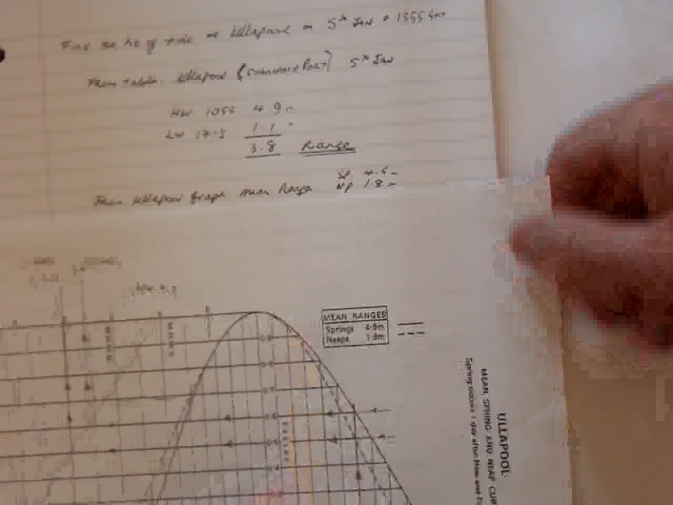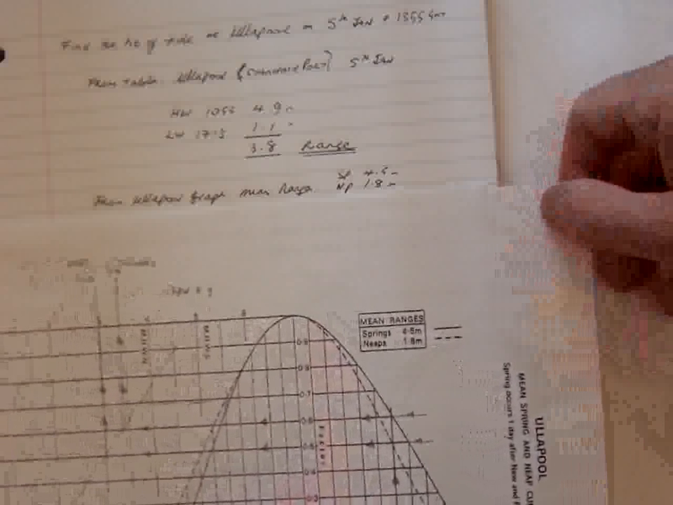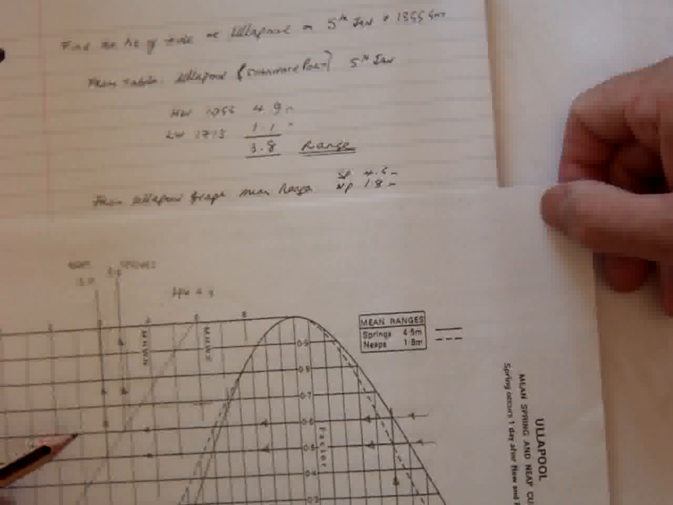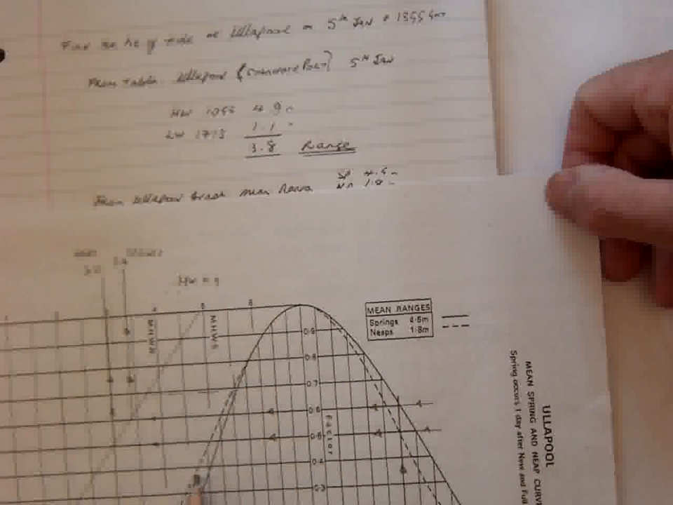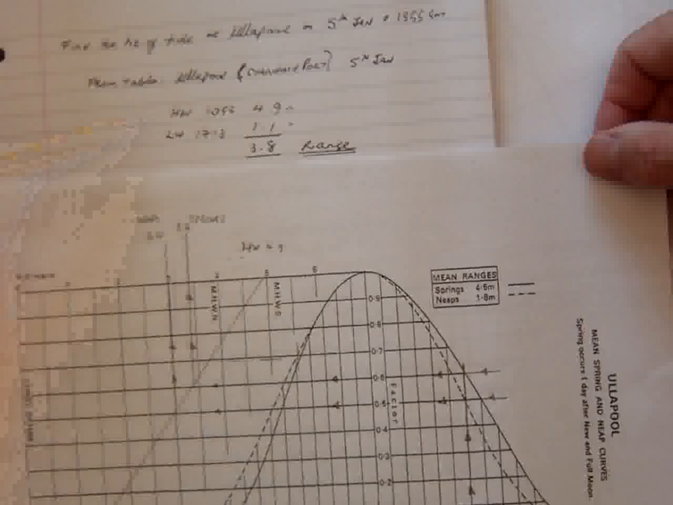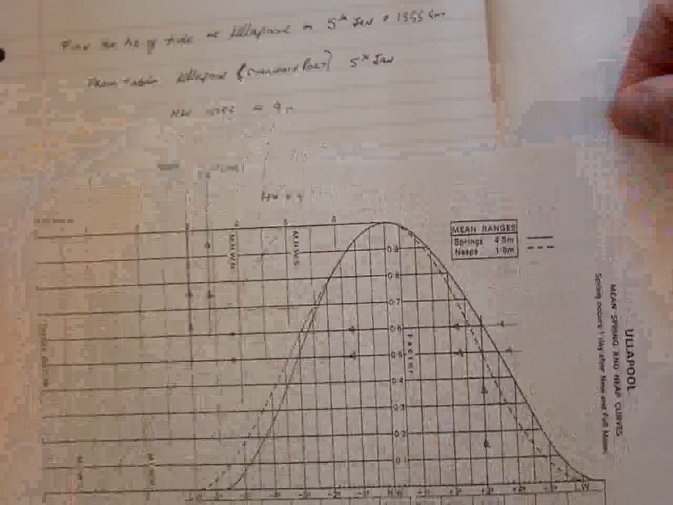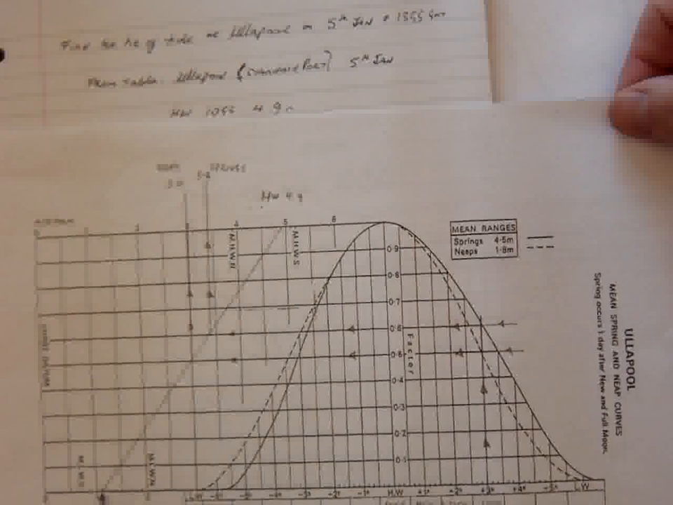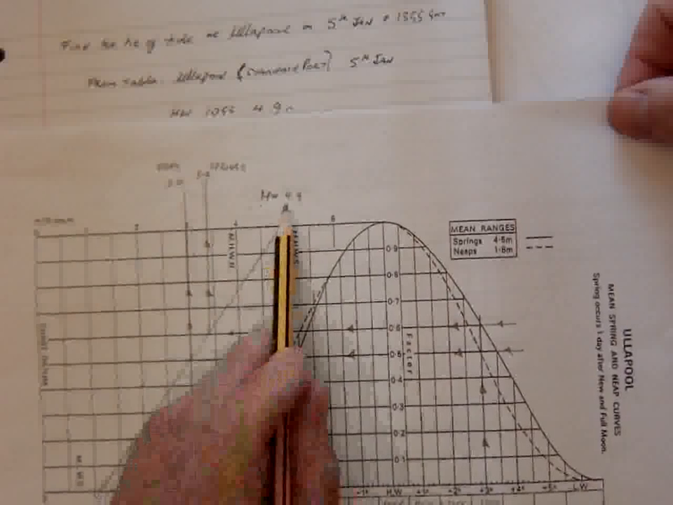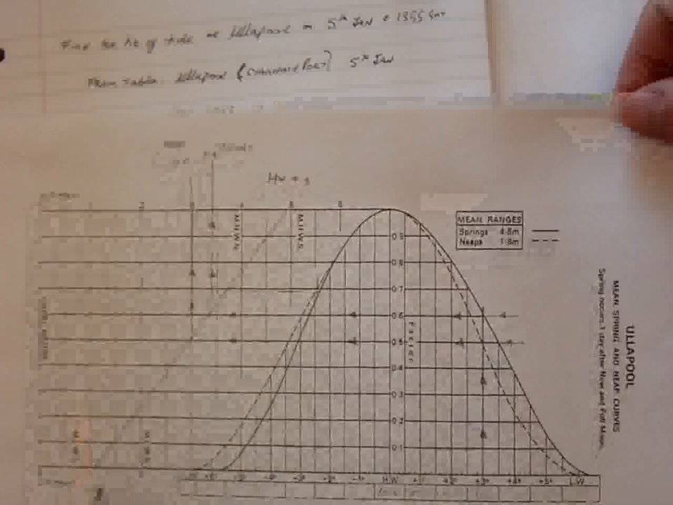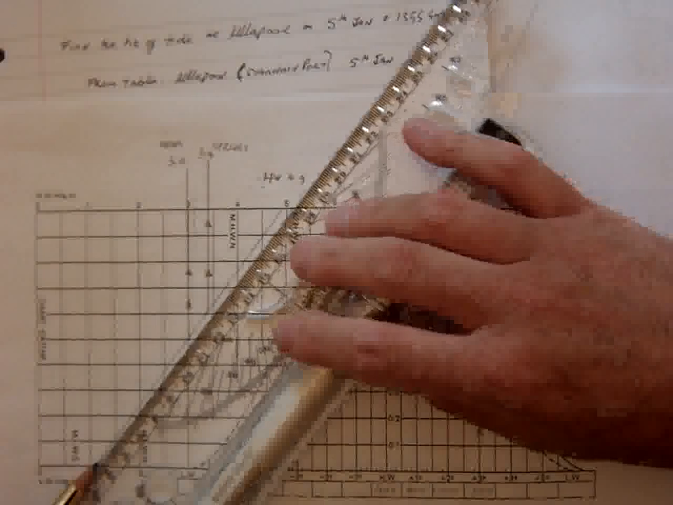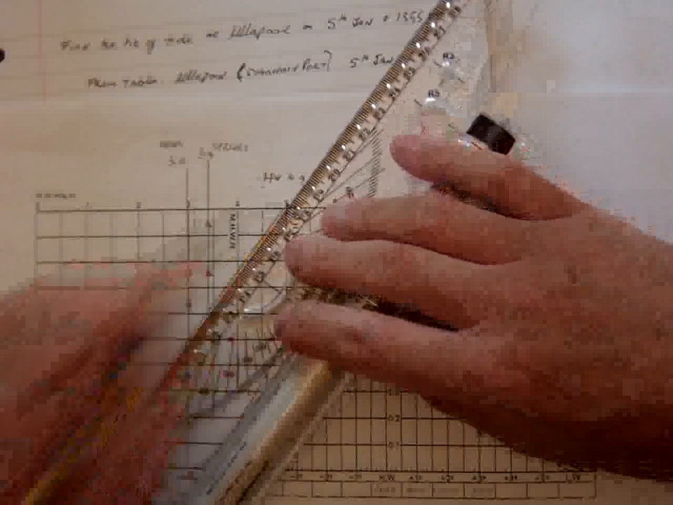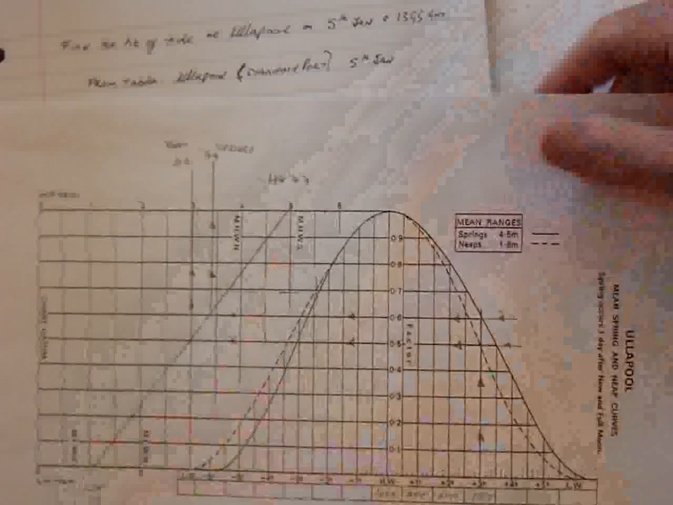What we need to understand now is that when we do our plotting, we're going to have to take the values off the spring curve and the neap curve and interpolate. But first of all, you plot the times of high water and low water. Low water is 1.1, high water is 4.9. We put those two in, low water and high water, and draw our tide line between the two. That's the first thing you put on.